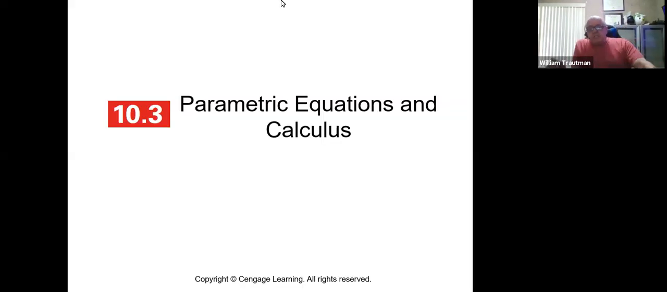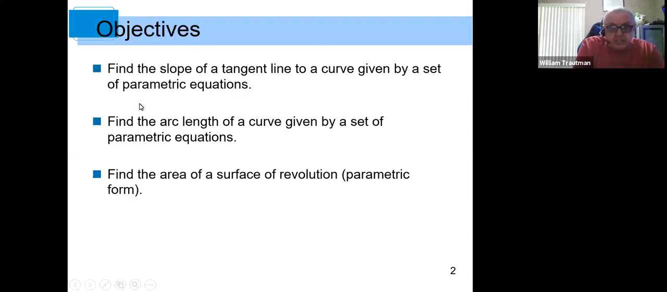All right, this is section 10.3, parametric equations and calculus. So in the first slide, I think it tells us what we're going to do. We're going to find the slope. We're going to find arc length. And we're going to find the surface area revolving either around the x-axis or the y-axis. And we've got formulas for all of these. So that's a good deal.